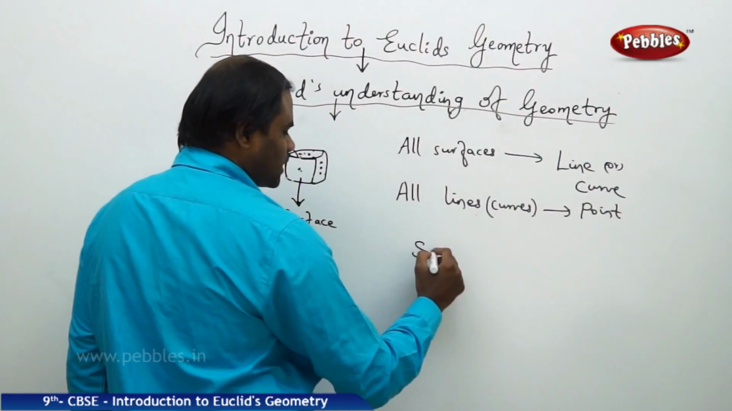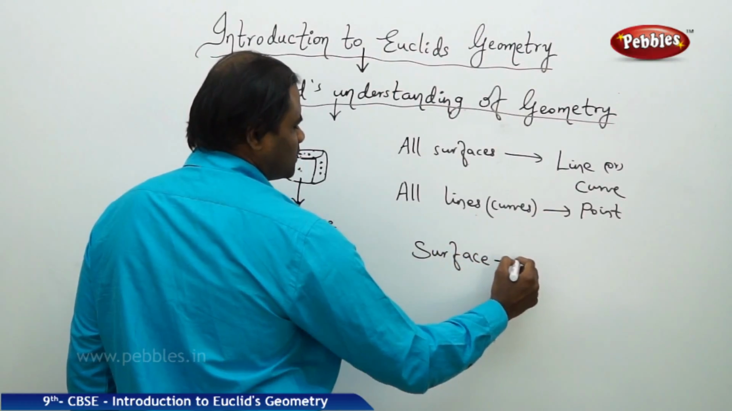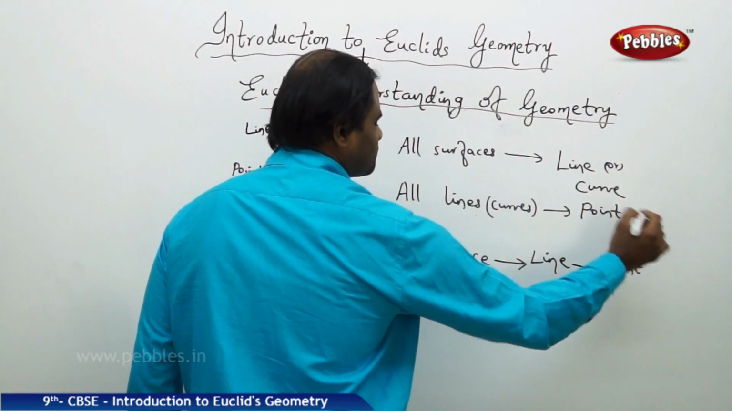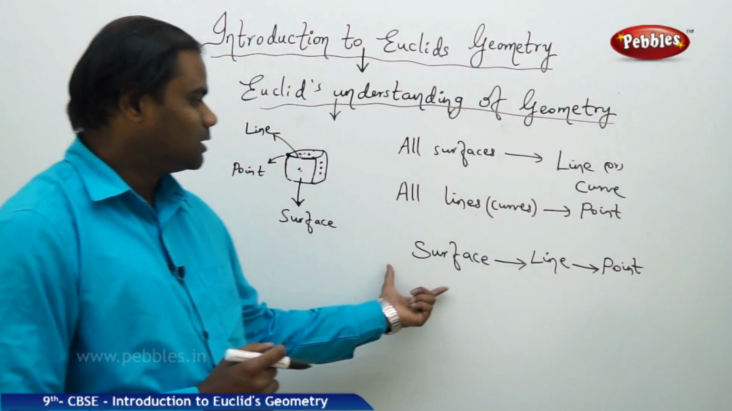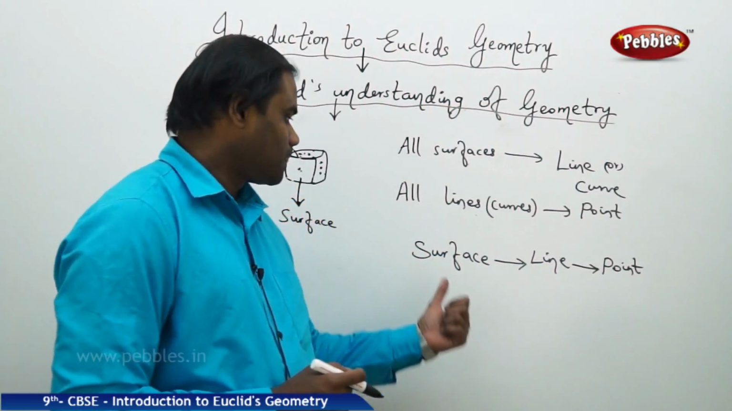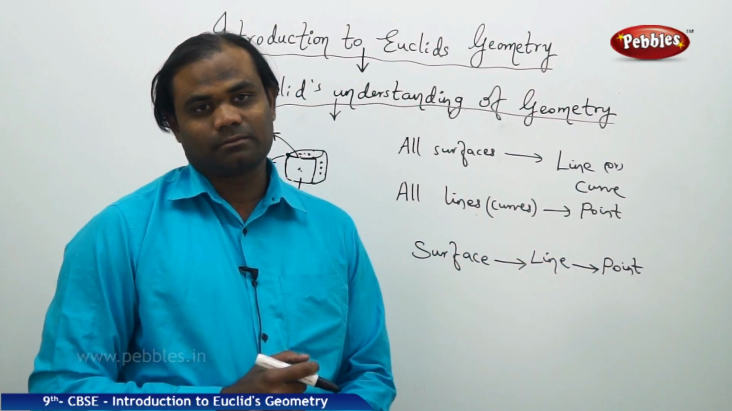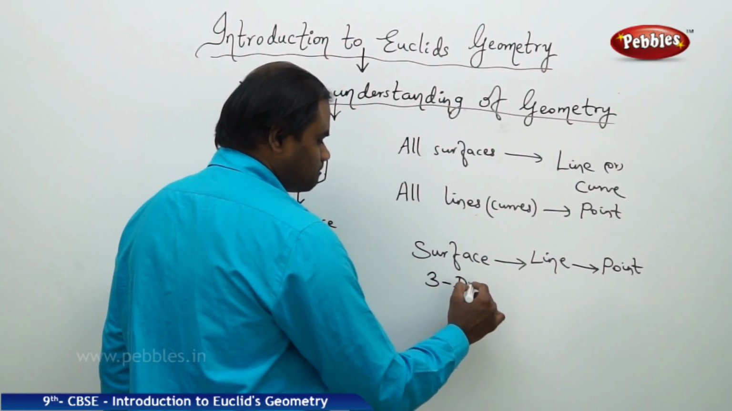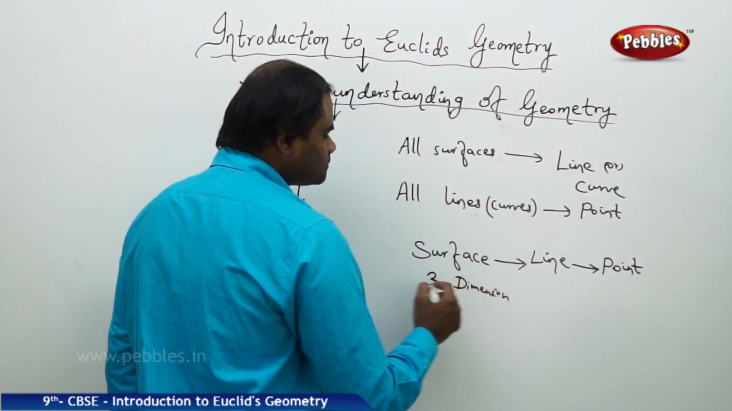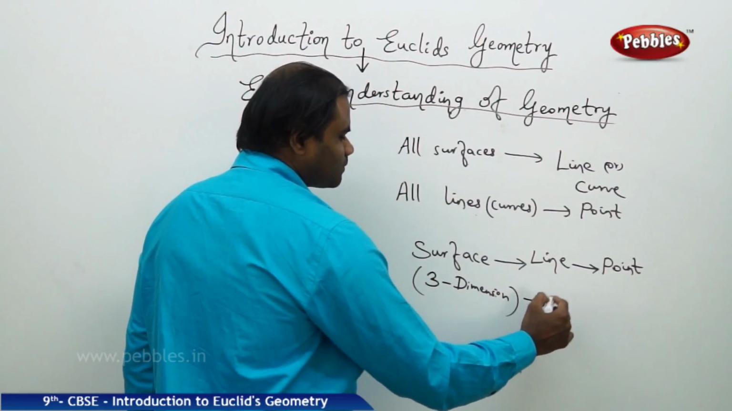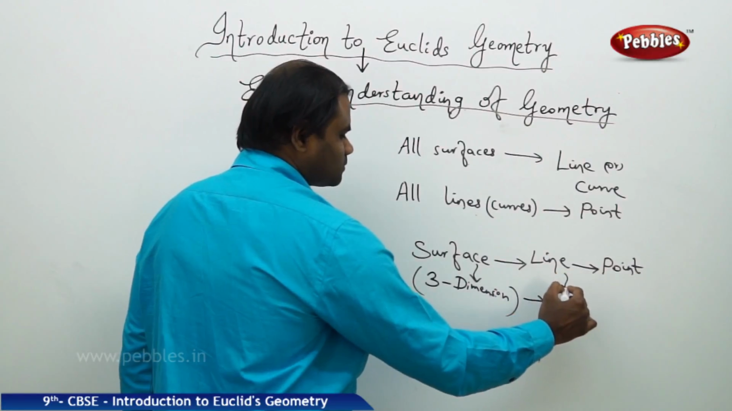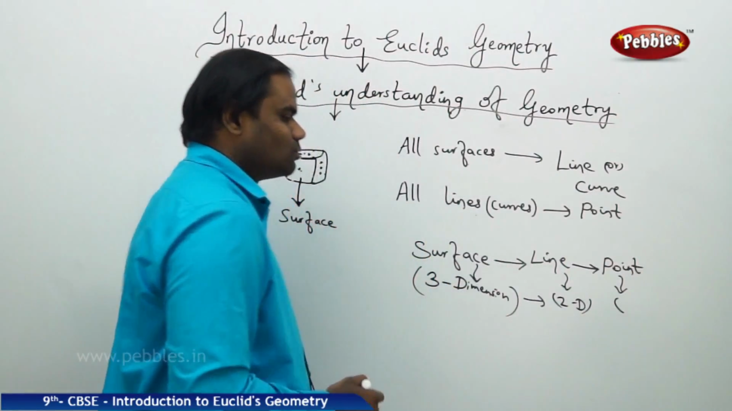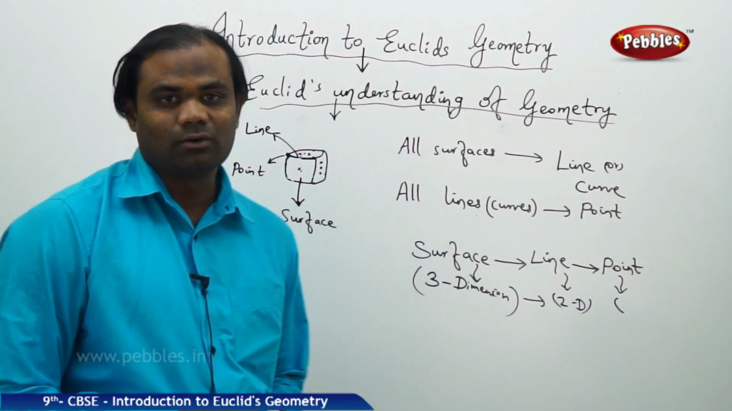And we also understand that it is the surface which makes the line, and it is the lines which make the point. And this is how the transition happens: surface to line and line to point. And surface is referred to as 3-dimension, line refers to 2-dimension, and point refers to unique dimension, is how we understand.